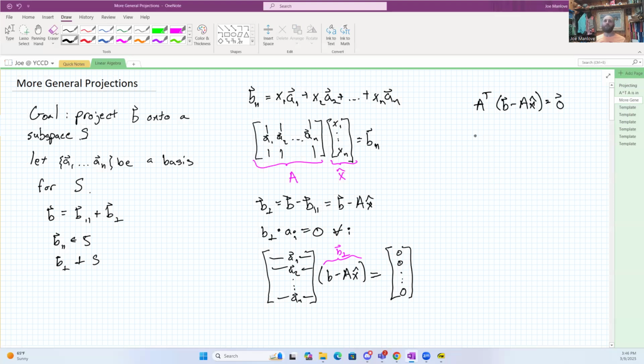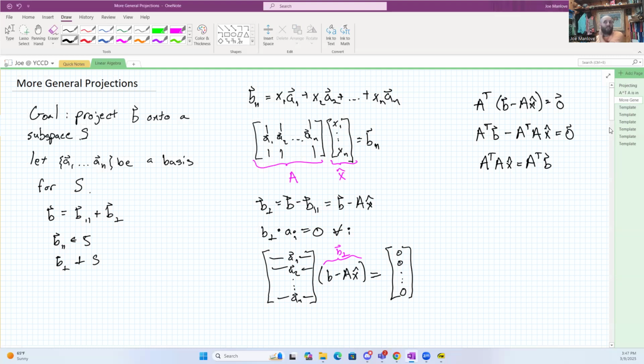And then I know I can distribute this. So I can say this is A transpose times B minus A transpose A times X hat is equal to the 0 vector. And then I can add this vector to the other side. So I can write down A transpose A done to X hat is A transpose done to B.